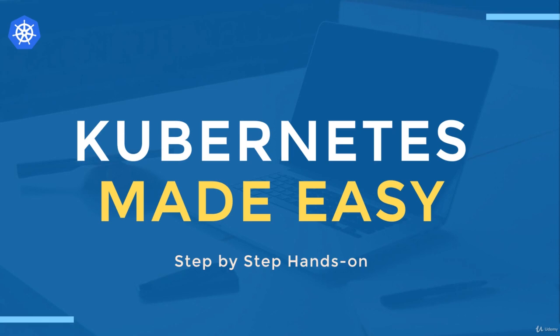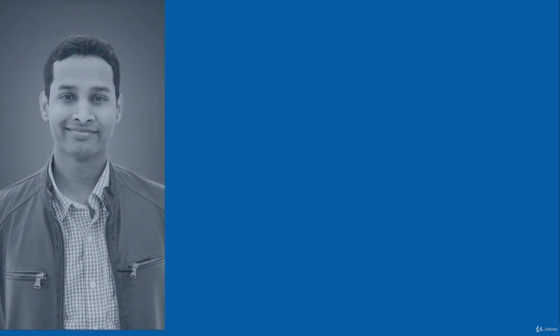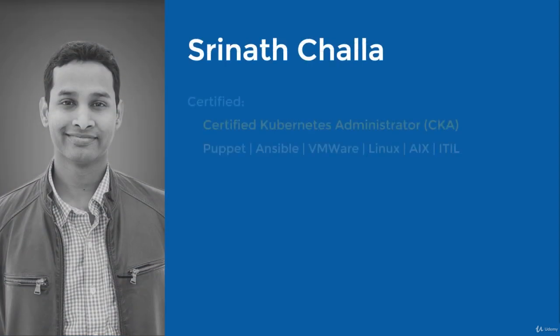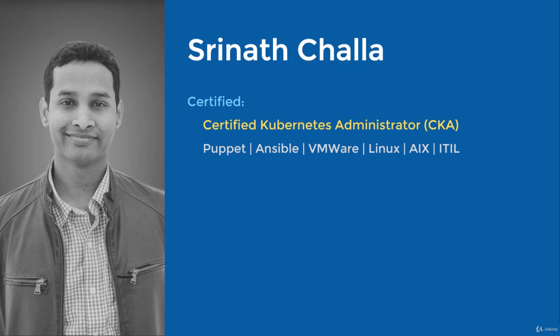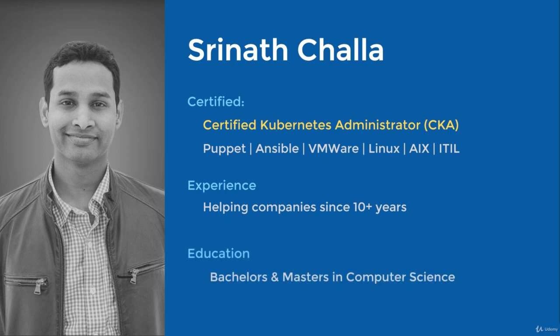So, who am I? My name is Srinath Challa. I'm a certified Kubernetes administrator. Besides Kubernetes, I'm also certified in Puppet, Ansible, VMware, Linux, AIX, and ITIL. I've been helping Fortune 500 companies manage their IT infrastructure for the last 10 years. I hold bachelor's and master's degrees in computer science. So that's a brief introduction about me.